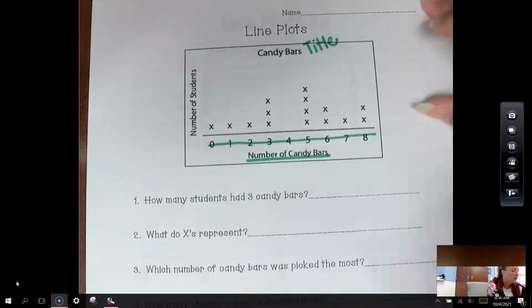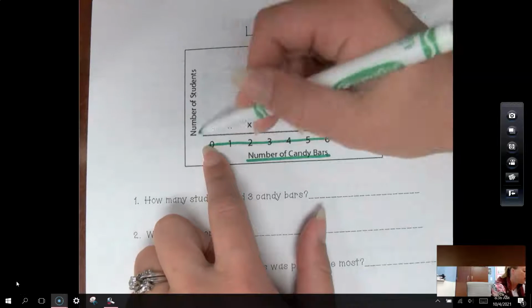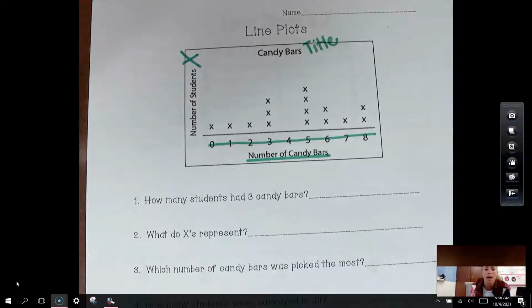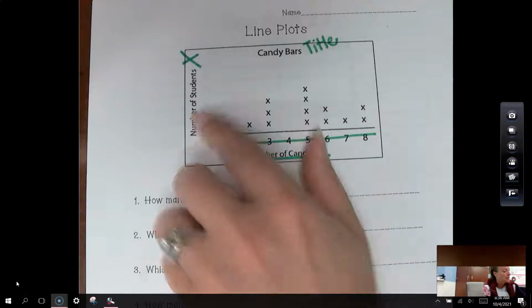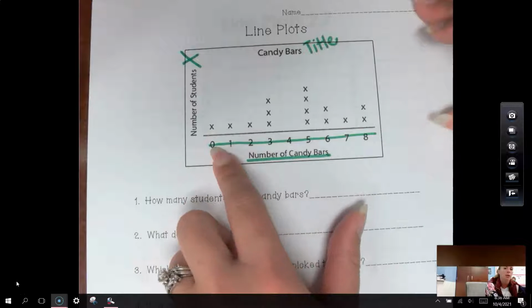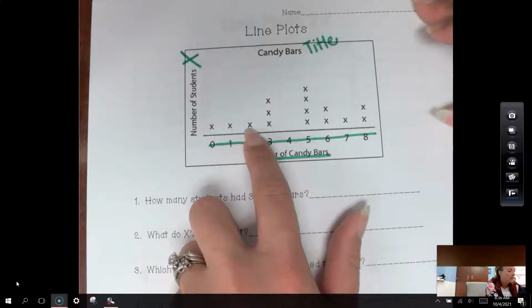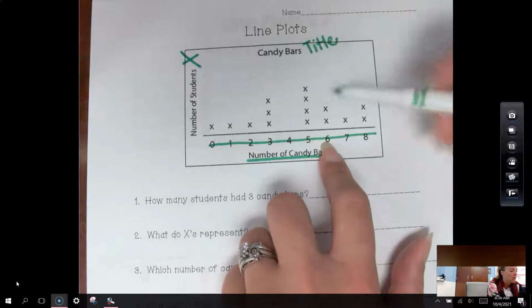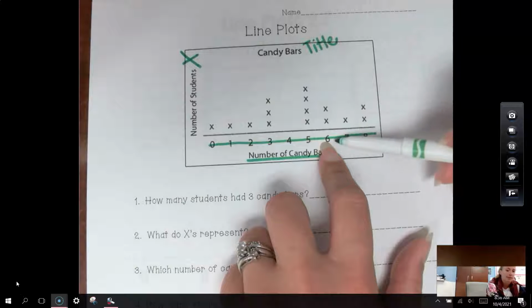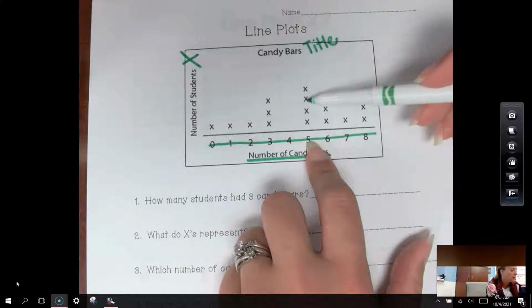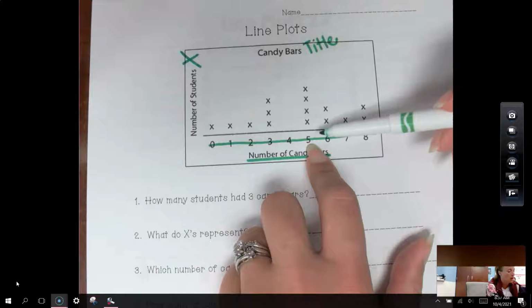It has absolutely nothing to do with the number of students. The number of students is always represented by an X. So on a line plot, when we're talking about X's, those X's are represented by students. So these X's represent students, meaning that one student had 0 candy bars, or one student had 2 candy bars. If we move down here, what this is saying is that 2 students had 6 candy bars. Here, what this means is that 4 students had 5 candy bars.